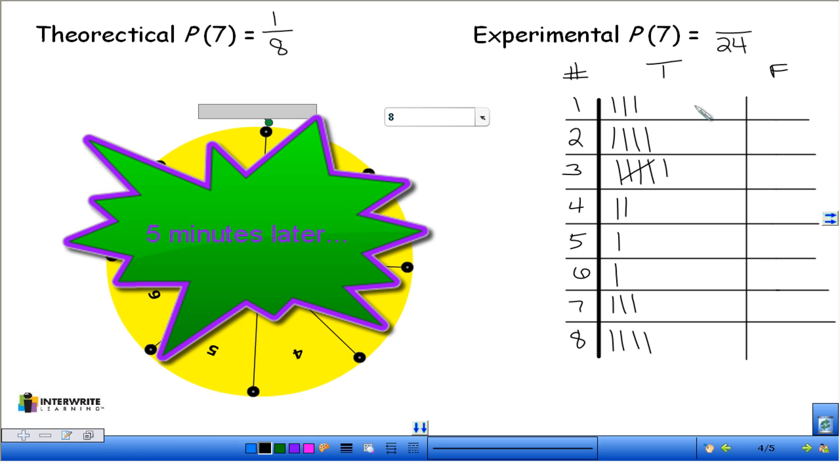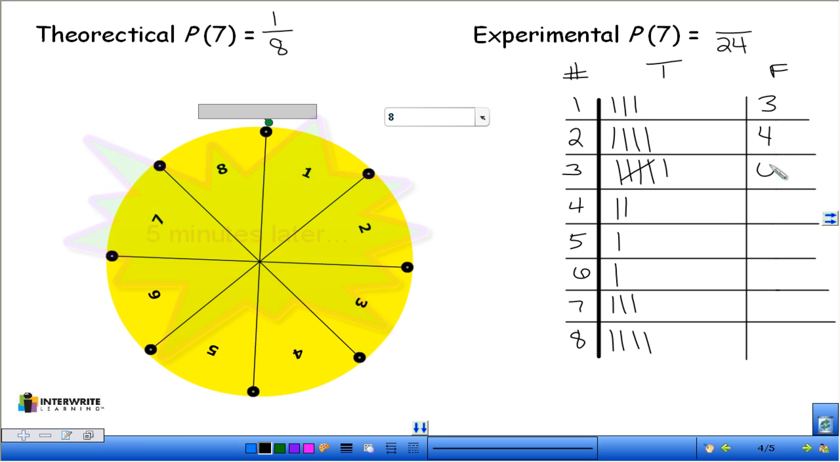Over here, I'm going to go ahead and write the frequencies. So we have 3, 4, 6, 2, 1, 1, 3, and 4. Okay? So now we can take these frequencies, and if we add them together, we better get 24, because otherwise I'm going to blame you guys, because you're the ones that counted. So we're going to take the 3 that we got for 7 and put that in our numerator when we simplify.